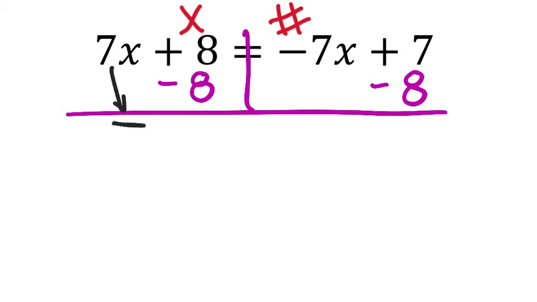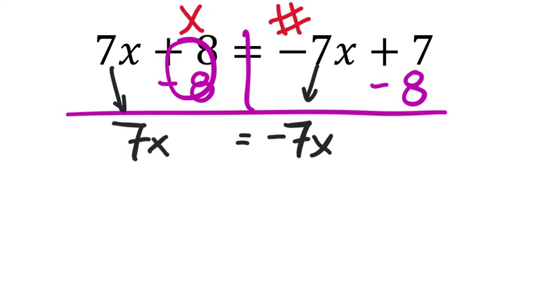I'll drop this 7x because it's on the correct side, right? It has an x, so it's on the correct side. But 8 minus 8 there, that's going to be 0. So this one then equals, I'll drop this negative 7x. And then I have 7 minus 8, which would be negative 1.